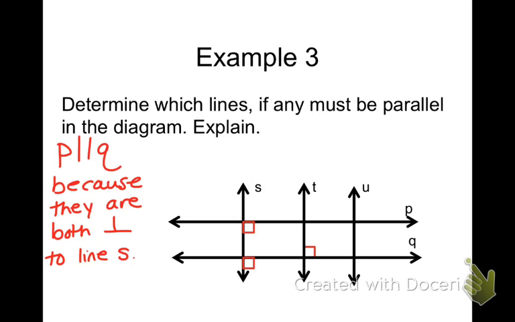Now let's check the other ones. Is U going to be parallel to anything? Why not? It doesn't have any perpendicular markings at all, right? So U and T are not perpendicular, and U and S are not perpendicular because they are parallel, sorry. Not perpendicular, not perpendicular. Let's check S and T.